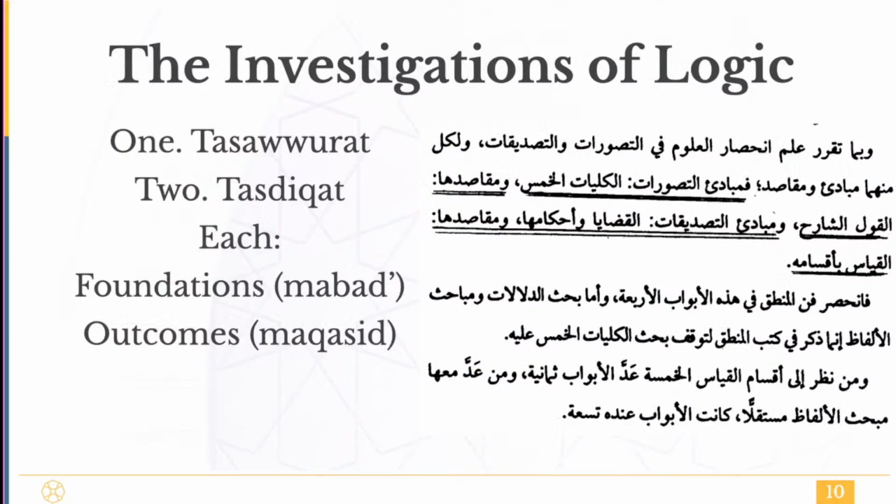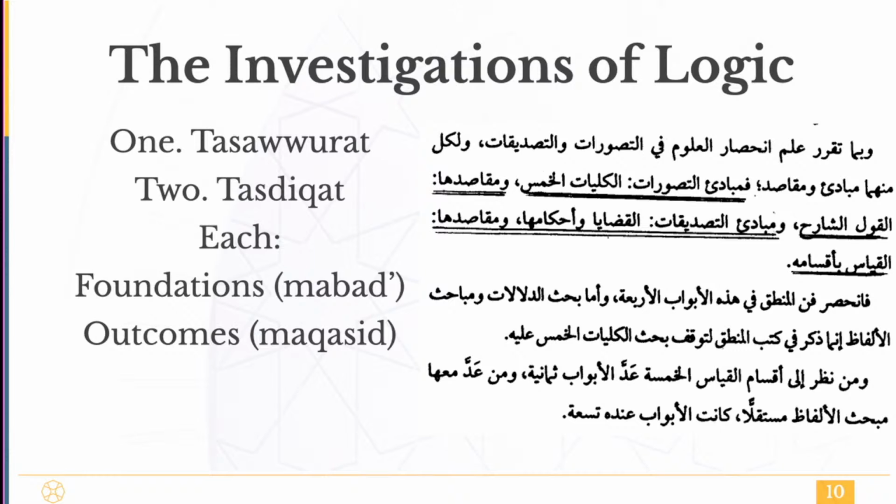فانحصر فن المنطق في هذه الأبواب الأربعة. So the science of mantiq is limited to these 4 chapters. 2 chapters related to tasawwurat, building blocks of how you conceive of singular things, and the outcomes of how you conceive of singular things, which is by defining them. And then the building blocks of sound arguments, which is each affirmation, and the outcomes, which is a soundly structured proof. So these are 4 chapters. But then there are other chapters, as we'll be seeing.